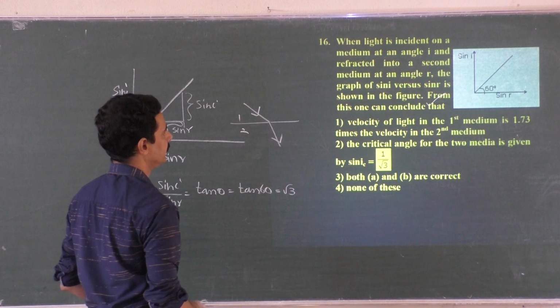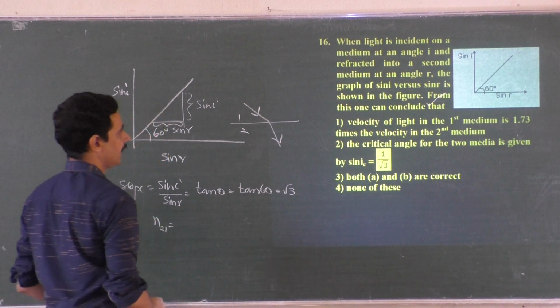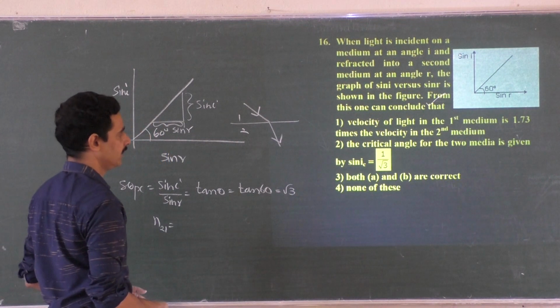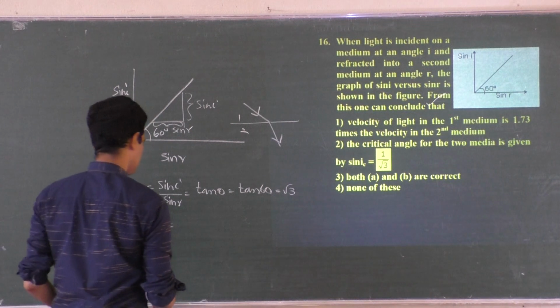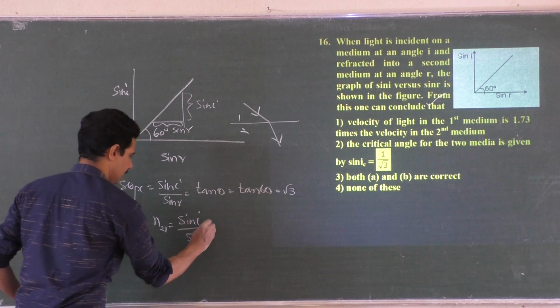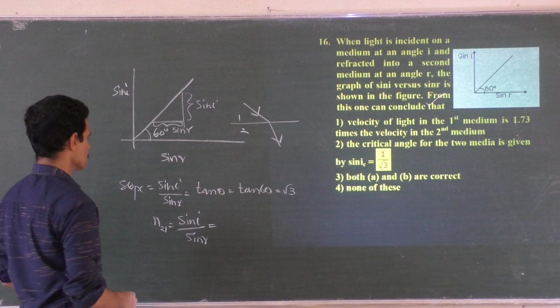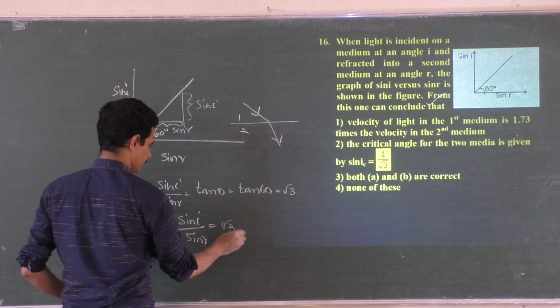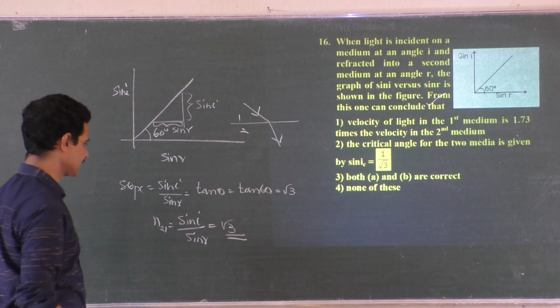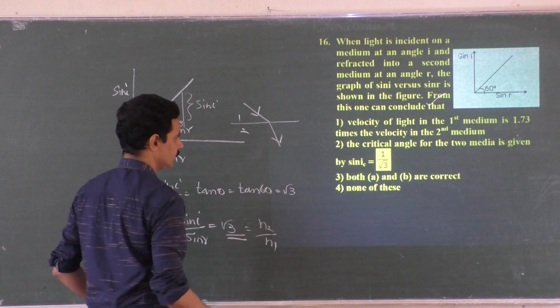A ray is incident on a medium at an angle I and refracted into a second medium at an angle R. The graph of sin I versus sin R is shown in the figure. From this we can conclude that n21 is equal to sin I by sin R, which is equal to root 3. What do you mean by that? The refractive index of the second medium with respect to the first medium, n2 by n1, is root 3.